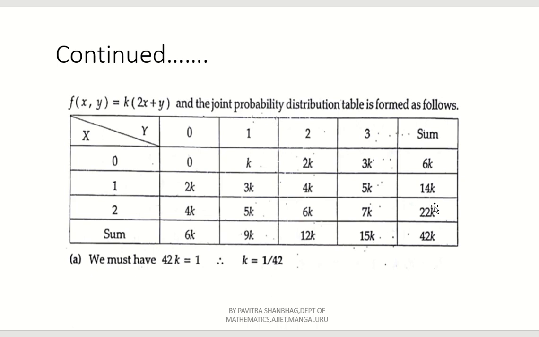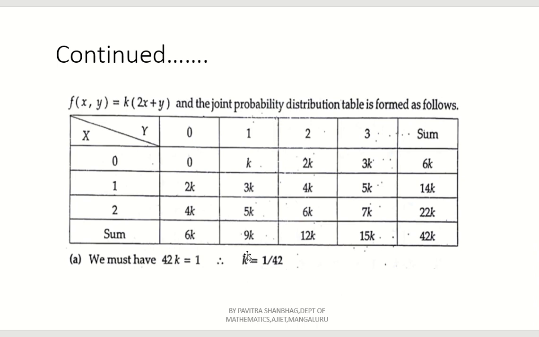But for the distribution, the sum 42k should be equal to 1. We want it equal to 1, right? But here k is an unknown quantity. We are using this concept to find the value of k. So 42k equals 1. So what is the value of k? k equals 1 by 42, right?